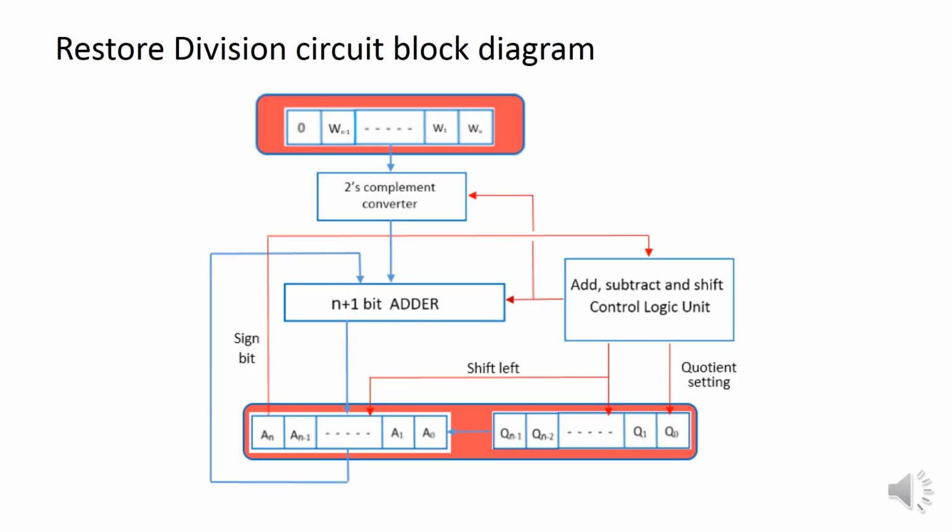Correspondingly, the value of Q0 is left vacant, and it is the control unit who decides how to fill it, depending on the value of A. So, if A is 1, Q0 is set to 0, and if A is 0, Q0 is set to 1. So, this is the flow diagram converted into a block diagram showing the hardware needed to implement the restoring binary division method.